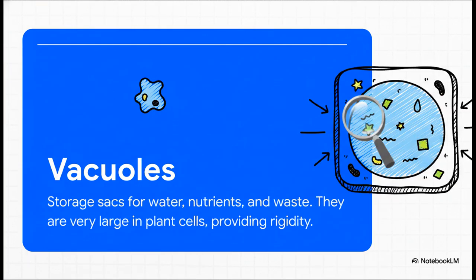And that brings us to the city's warehouse, the vacuole. These are essentially storage sacs. Now, in animal cells, you might find a few small temporary ones, but in plant cells, it's a whole different story. They have one massive central vacuole that can take up most of the space inside the cell. When it's full of water, it presses outwards on the cell wall, which is what gives plants their rigid structure and helps them stand up straight.